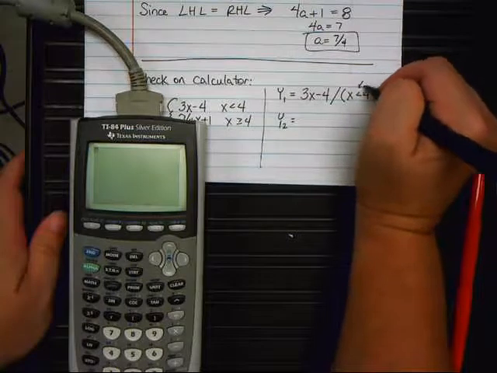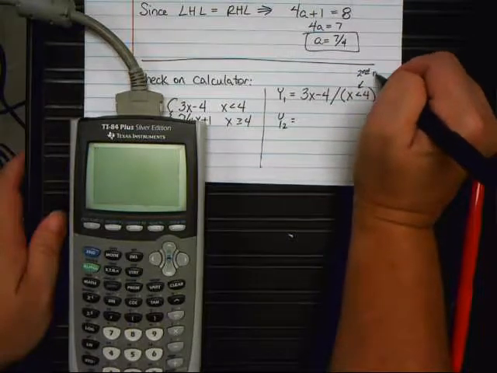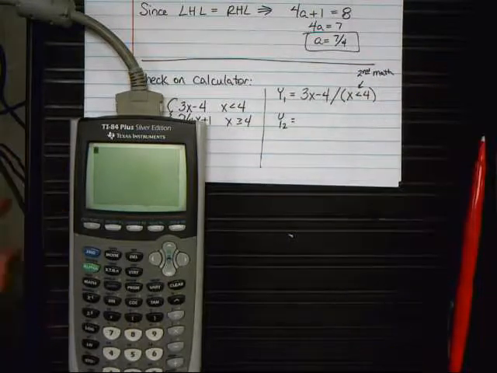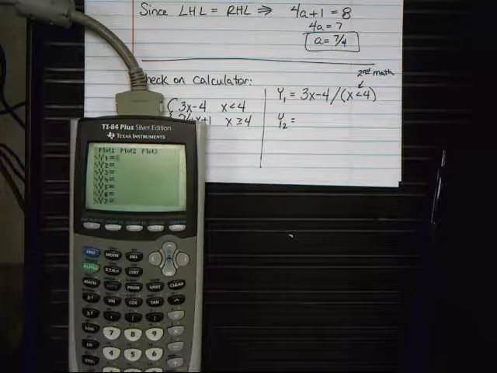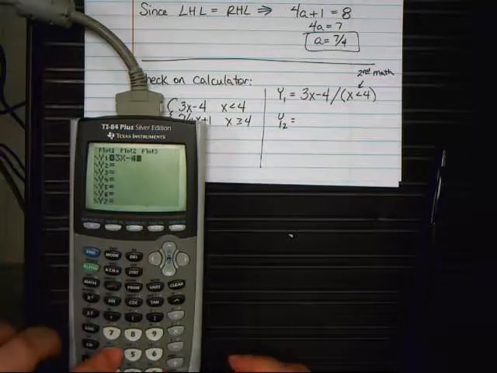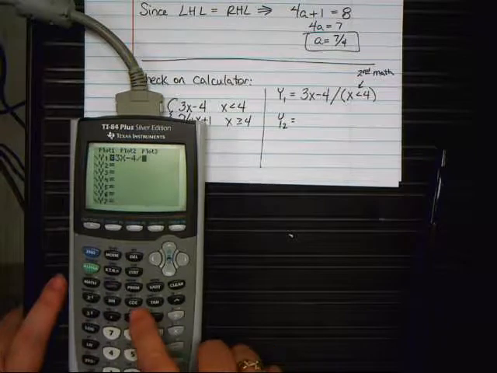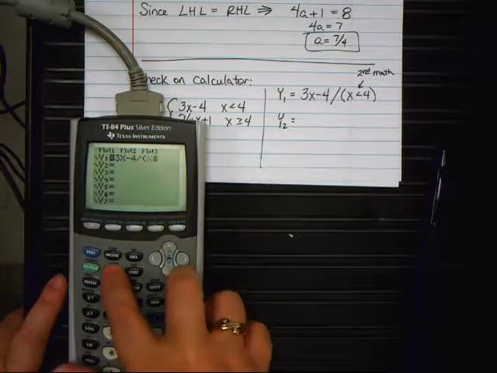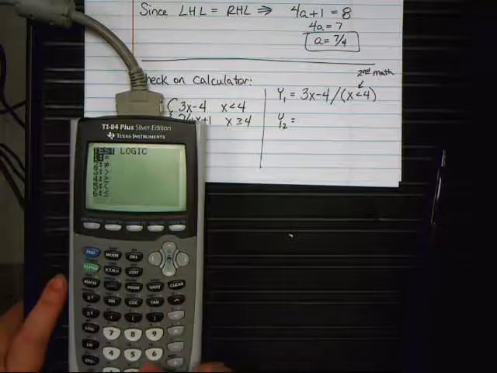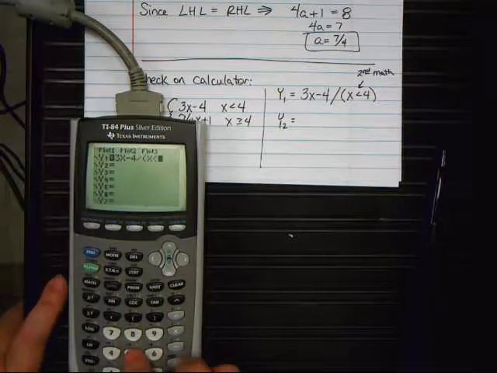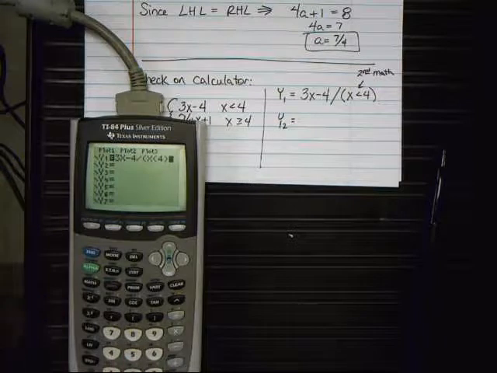The less than symbol is in second math. That's where all the less than and greater thans are. So if you go to y equals, and just type in what I wrote down. 3x minus 4 divided by parentheses, x, second math. I need less than, so that's number 5. 4, and close parentheses.